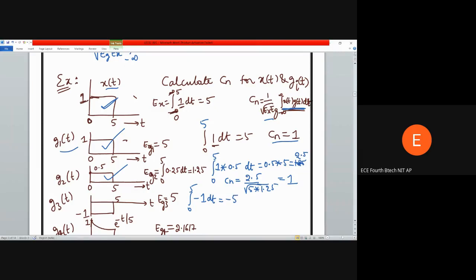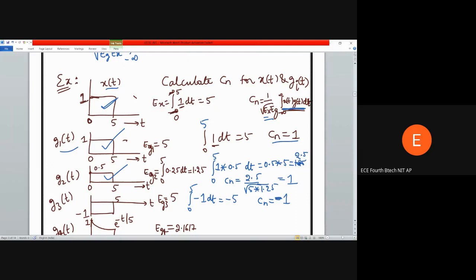So the numerator is -5, and in the denominator Ex is equal to 5 and Eg is equal to 5. So under root you'll have 5 times 5, that is 5. That means you'll have Cn is equal to -1. Cn is equal to -1 means these are exactly opposite.